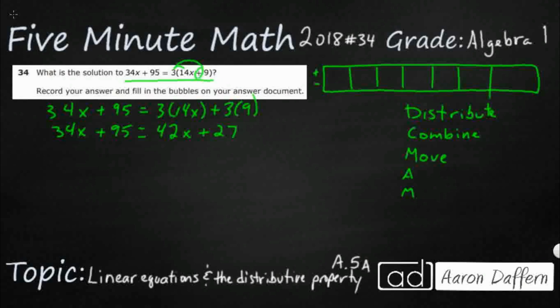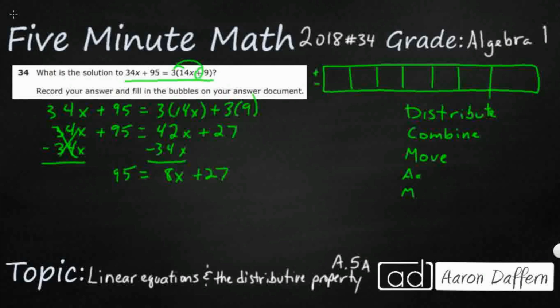What we need to do is, first off, our goal is the x. So we need to move the x's so that they're on the same side and you end up with a positive x. So I'm going to go ahead and just move that 34x over here by subtracting 34x from both sides. That's going to get us 8x plus 27 equals that 95.